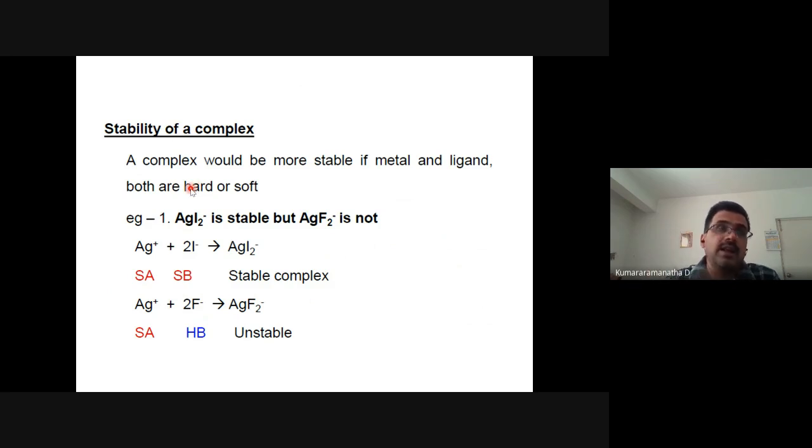We even explained why silver halide solubility reduces. A complex will be more stable if both are hard or both are soft. So silver iodide is very stable, silver fluoride is not. That is the reason we see a very weak solubility of silver iodide, because you have a reaction between a soft acid and a soft base. It's a very stable complex. But if you have fluoride, which is a hard base, reacting with this, it is very unstable, so the solubility is high, and very low in the case of silver iodide. So what we started, we ended up saying this is the basis for the solubility.